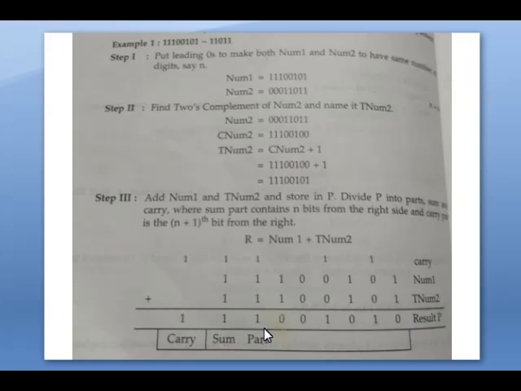If the carry is 1, there is no need to add a number with the sum part here in the 2's complement. In 1's complement, if the carry is 1, we will add 1 with the sum part. Here the answer is positive. There is no need to add 1 with the sum part. This is the final sum.